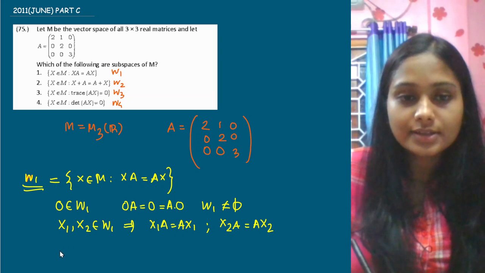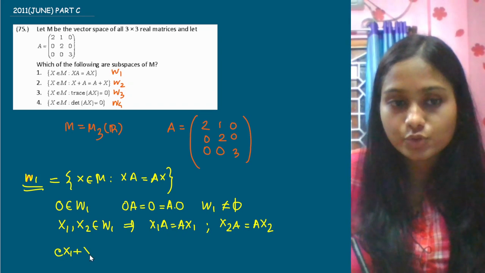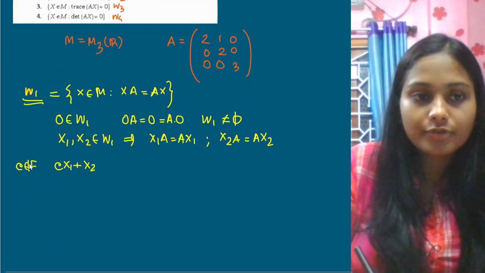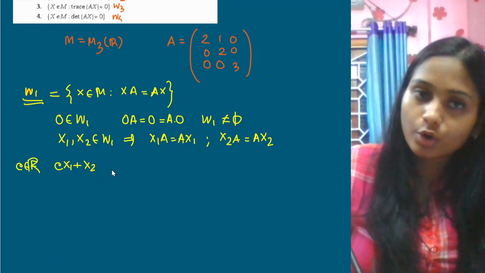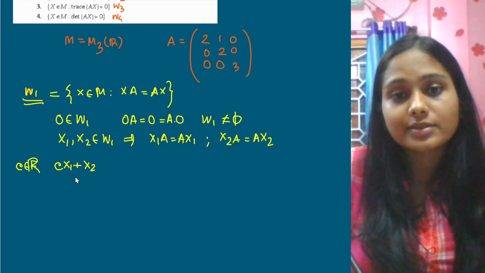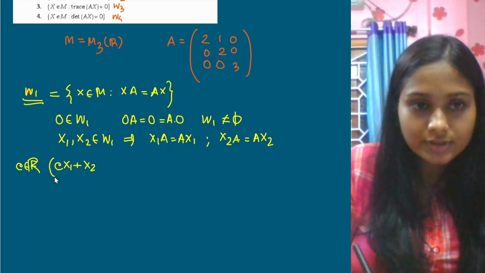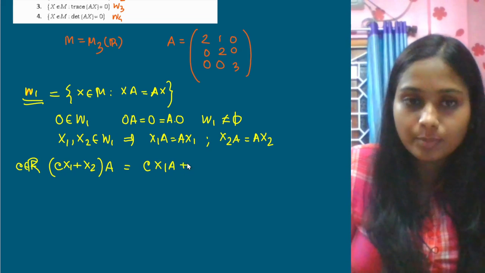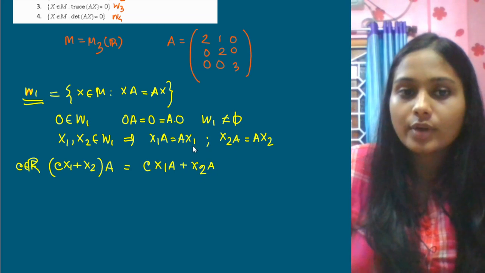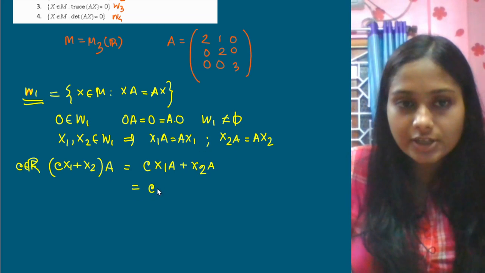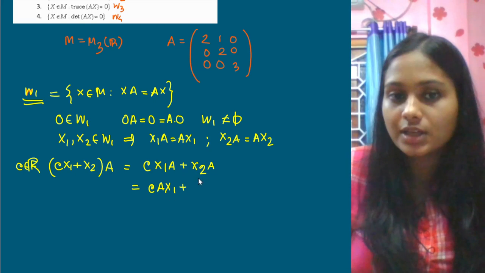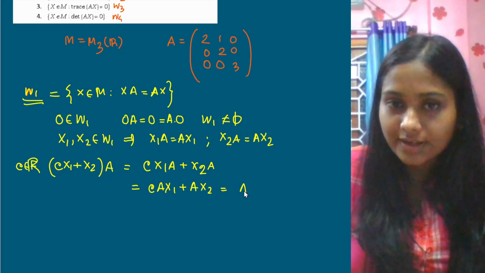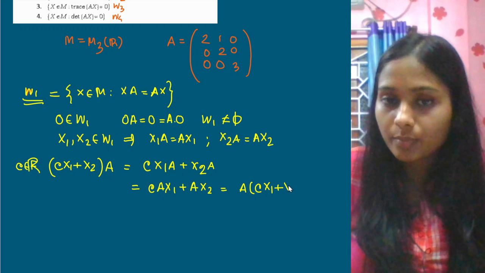We need to check whether CX1 plus X2, where C belongs to the field of real numbers, belongs to W1 or not. So we need to check whether this matrix commutes with A or not. So this times A equals C times X1A plus X2A. Now X1A equals AX1, so C times AX1. Similarly, X2A equals AX2. So this can be written as A times CX1 plus X2.